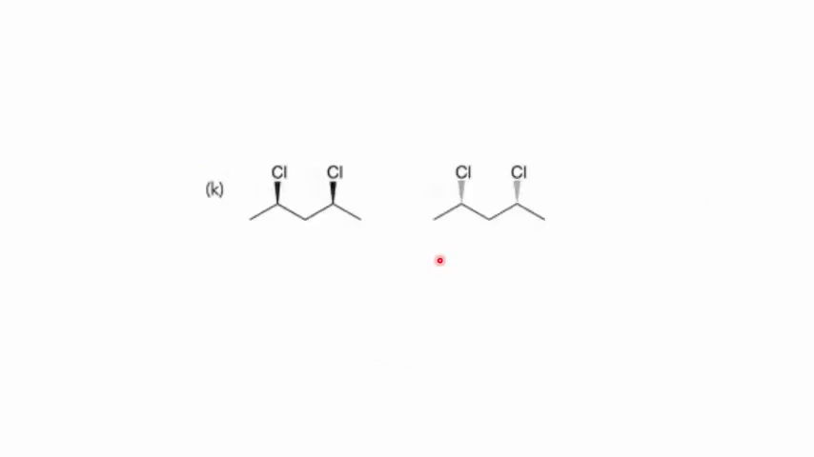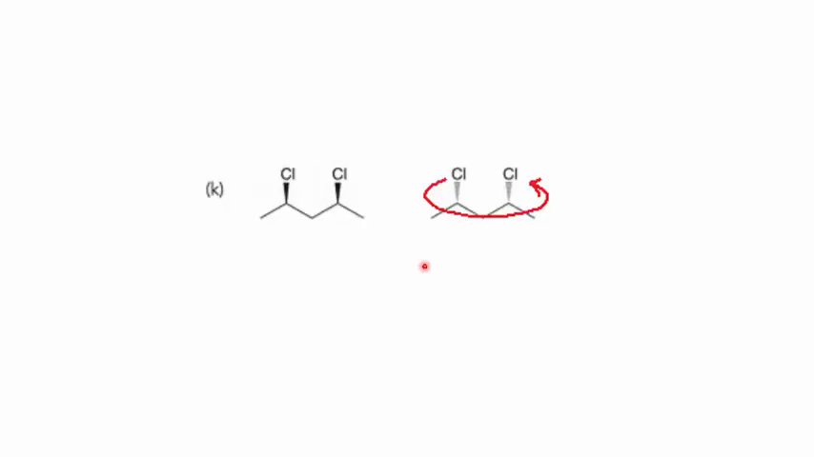Let's look at problem K. When we compare the two at first glance, it looks like the two chirality centers in the second compound and the first are reversed. And so you might say that these are enantiomers. Well, you would be wrong. So let's take the molecule on the right and flip it as shown. And when I do that, it's rather obvious now that these are identical. They are the same compound.